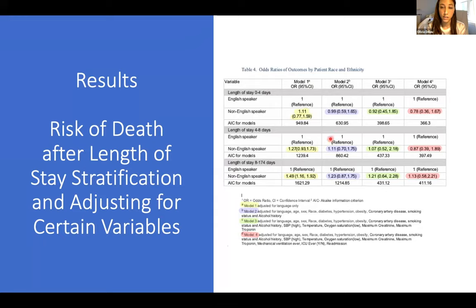But once we adjusted for our demographic and clinical variables, we see that this difference in mortality gradually faded away. There was actually, for model four, a lower odds of dying among our non-native English speakers as compared to our English speakers. But these models are not significant and do not show any significant differences between the groups.